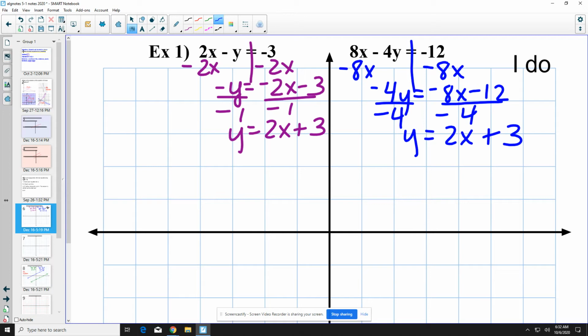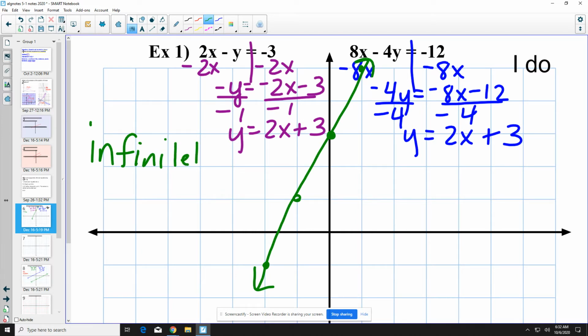Now, I'm noticing that when I solved for y, the equations were exactly the same. I get y equals 2x plus 3. I could graph it by putting my y-intercept at 3 and going up 2 over 1, or down 2 back 1, but it's going to be the same line. So what do you think the solution to the system of equations is? Yes, this would be infinitely many, because they have infinitely many points in common.